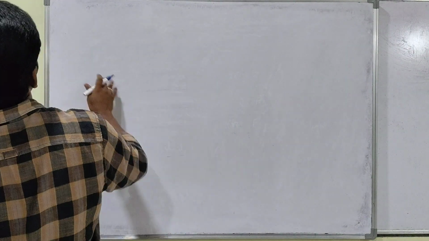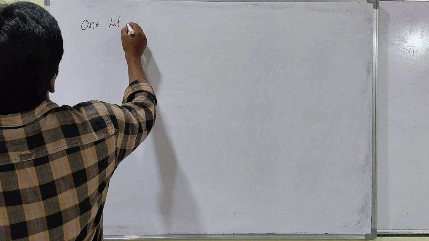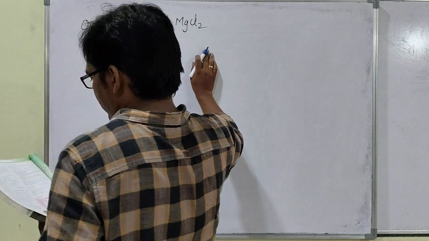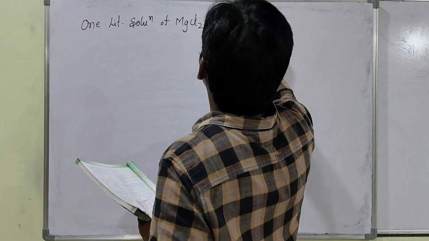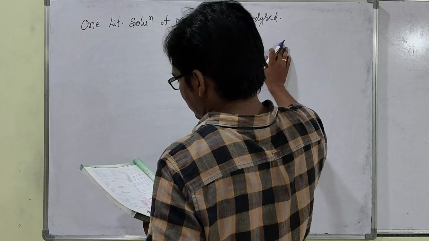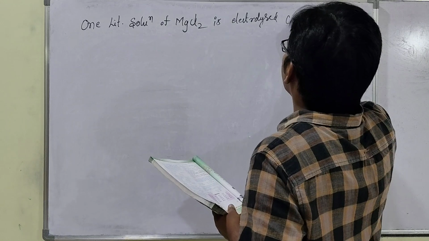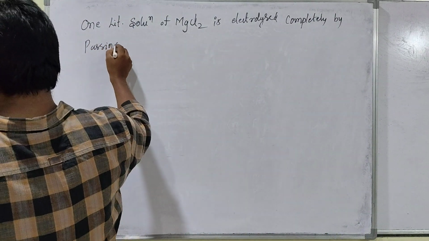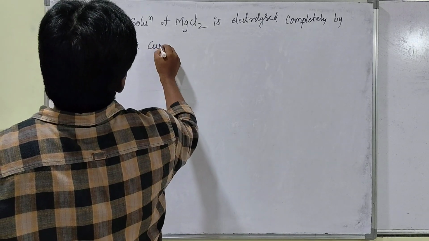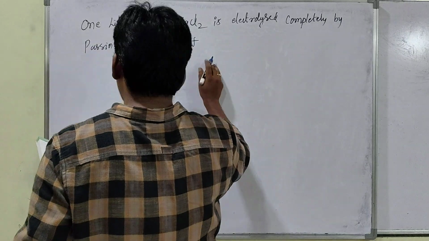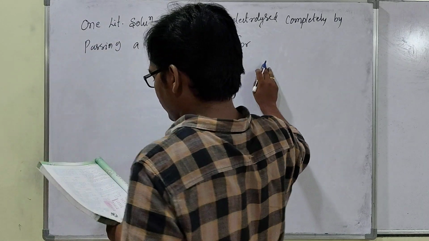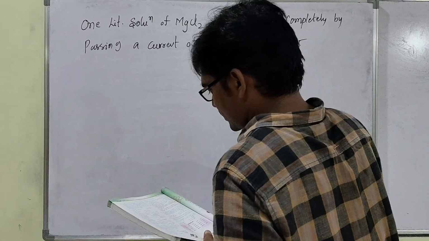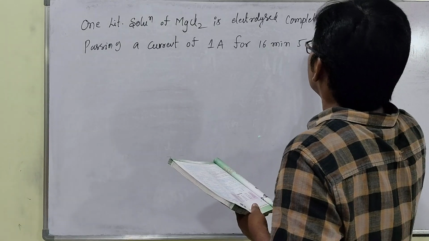1 liter solution of MgCl2, magnesium chloride. Magnesium chloride is electrolyzed completely by passing a current of 1 ampere for 16 minutes 5 seconds.